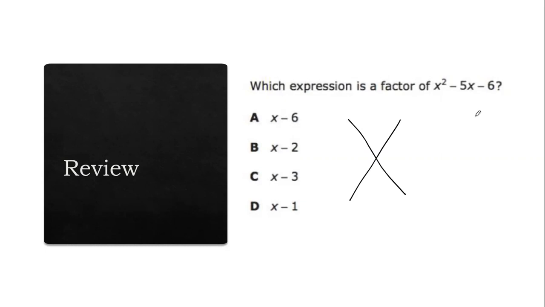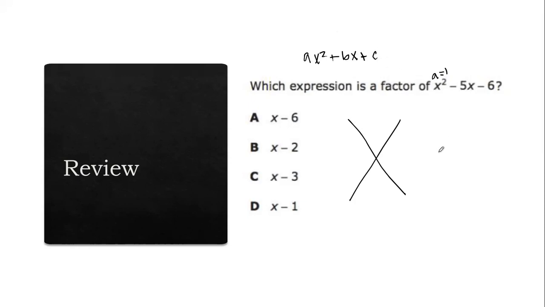All right, so let's review. We can use the x method to solve this because our a value is equal to 1. How do I know my a value is equal to 1? Because these trinomials are written in standard form like this, where a is the coefficient of x squared, b is the coefficient of x, and c is the constant.